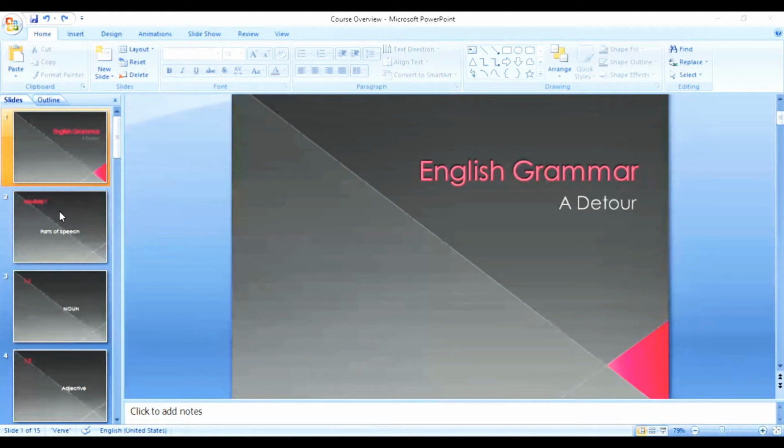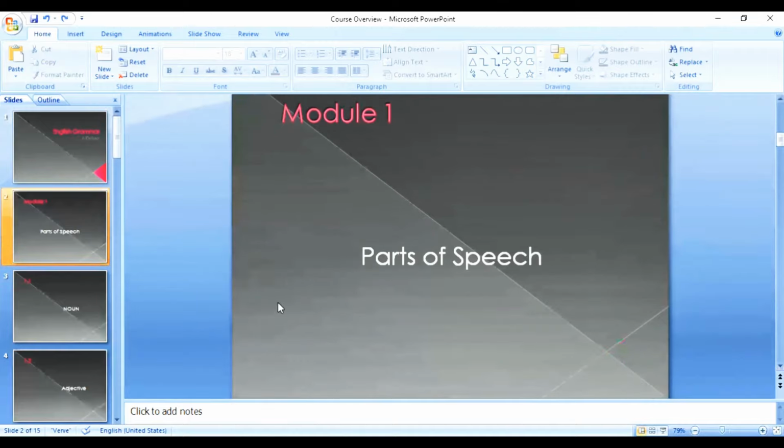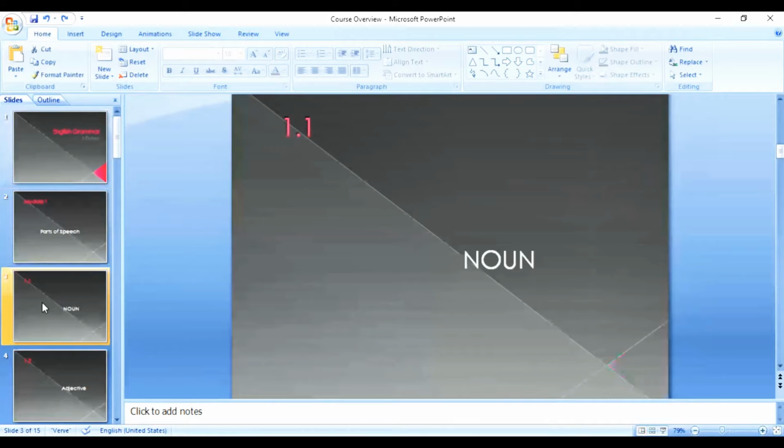The next is, of course, the parts of speech. Obviously, the 8 parts of speech: noun, pronoun, and all those things. That's module 1. Module 1.1 is noun. Obviously, you're going to learn about the types of nouns. Apart from that, you're going to learn about gender: masculine gender, feminine gender, neuter gender, common gender. And obviously, the numbers, singular number, plural number, and some rules on how to change them with the help of prefix and suffix.